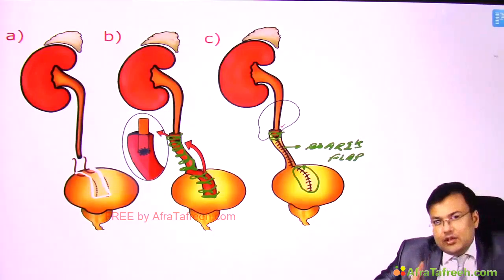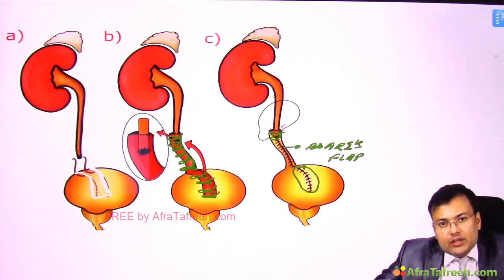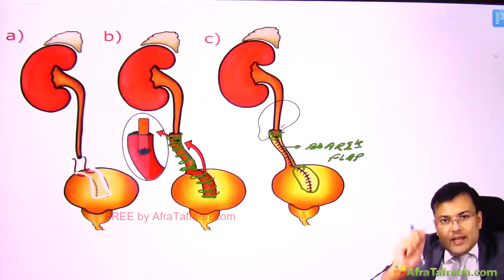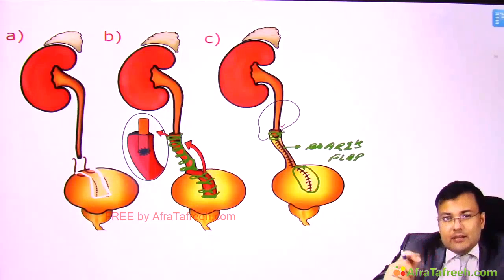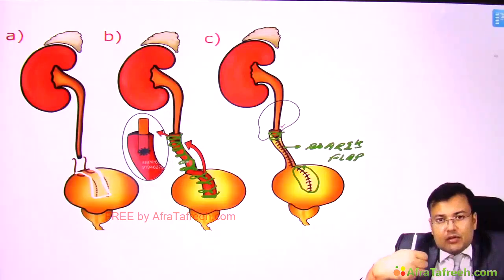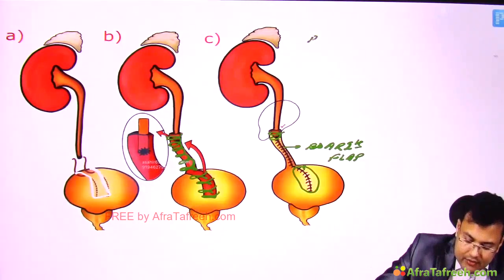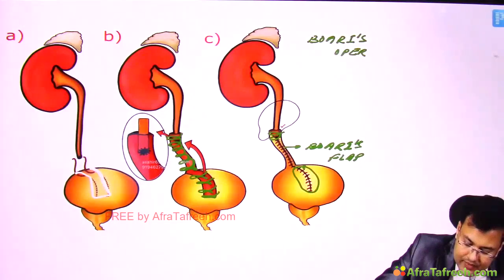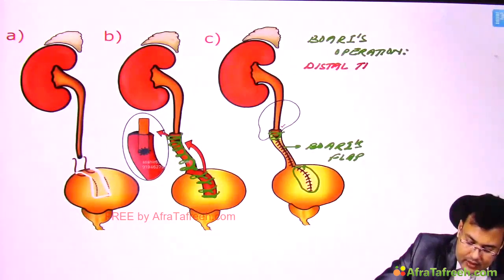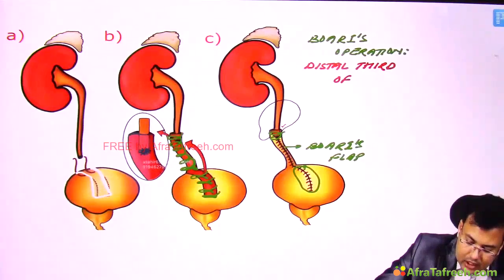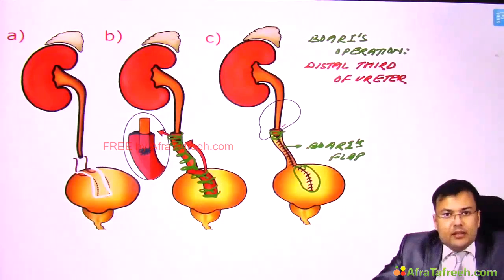Clear? So when there is a non-dilatable stricture, especially in the lower third, or sometimes there is injury to the lower third of the ureter, and sometimes accidental ligation of the lower third of the ureter, in all those cases we go for this operation, and this is known as what? Boari's operation. Clear? So this operation is for which part of the ureter? This is done for the distal third of the ureter. So this is how we manage the complications of genitourinary tuberculosis.